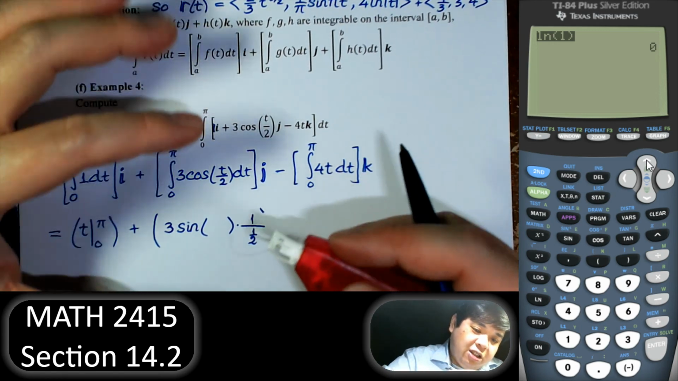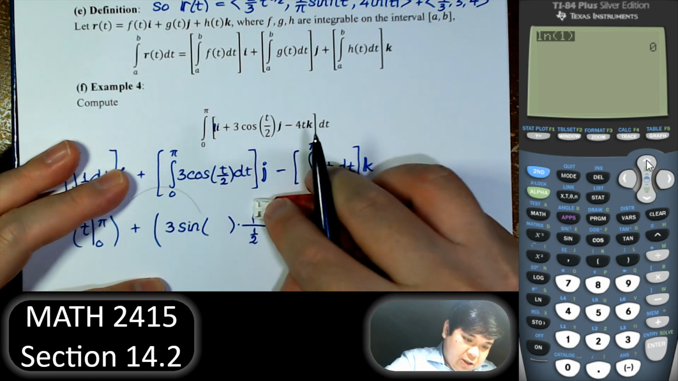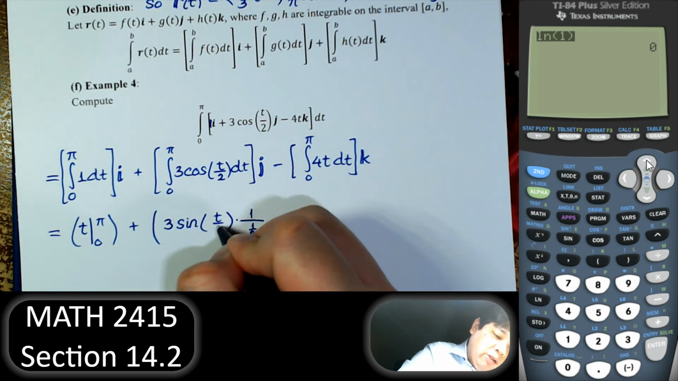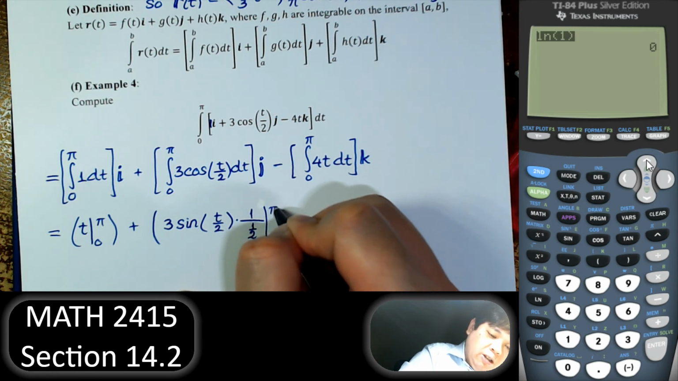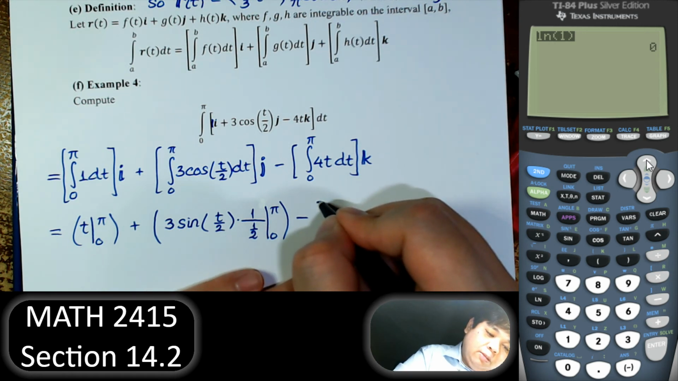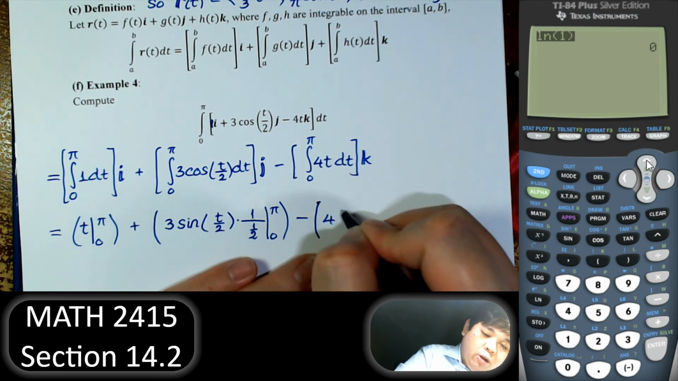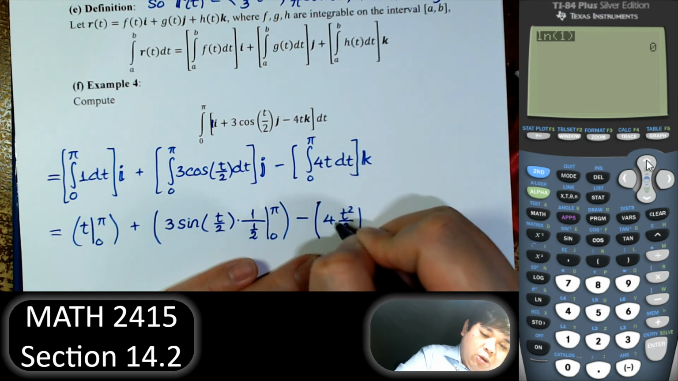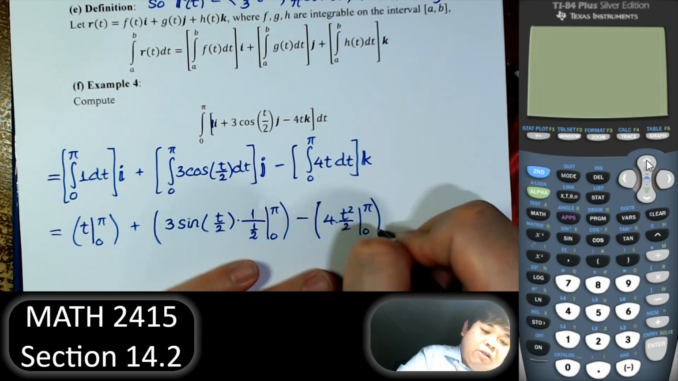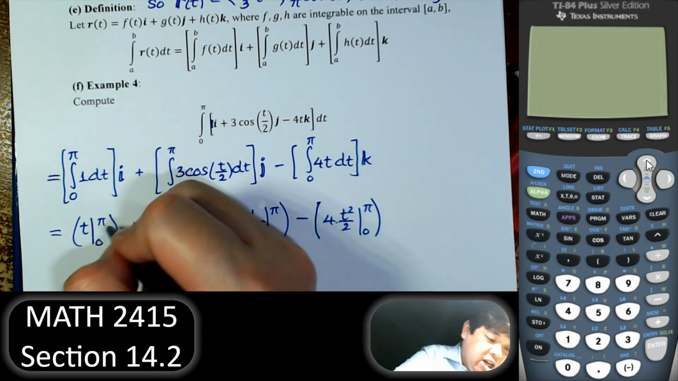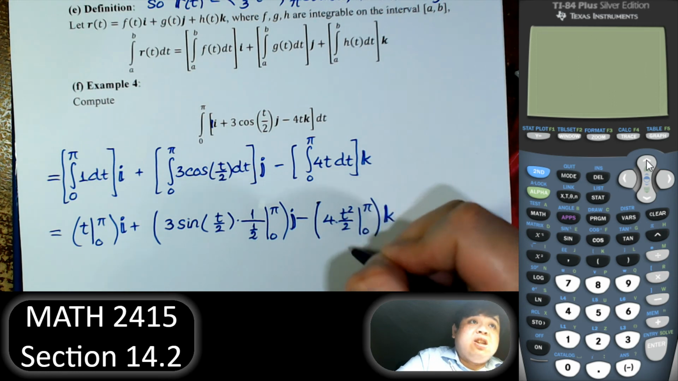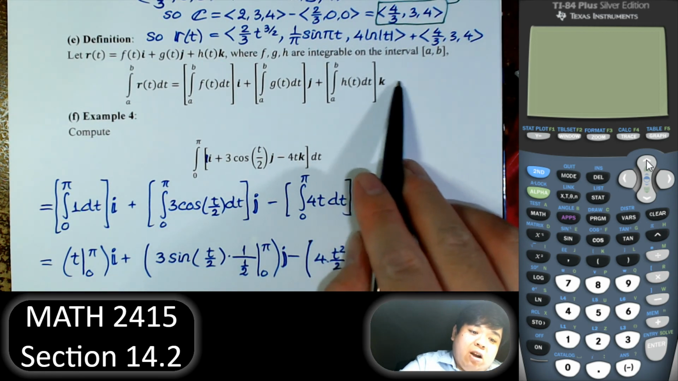Inside parentheses, t over 2, limit from 0 to pi. Subtract integral of this, 4t squared over 2, integral from 0 to pi. This is definite integral. By the way, I forgot the i, j, and k, right? Don't forget that. And this is definite integral with the limit. We will not have the constant c.